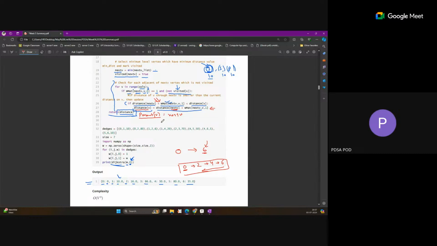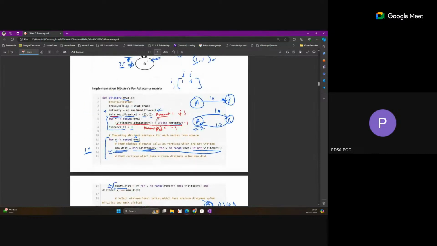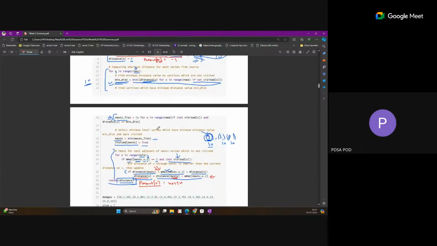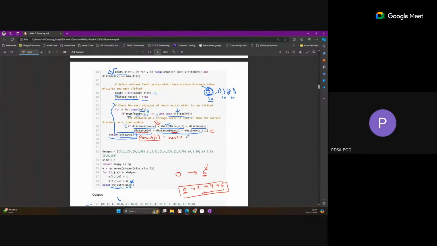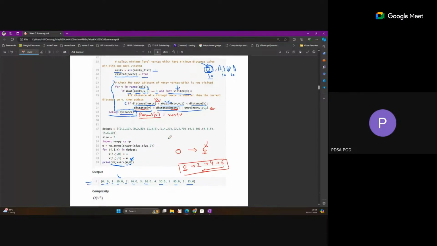Okay, so this small update is required. Just maintain one dictionary, initialize one dictionary, initially assign -1 for each parent, and update this value when you are updating the distance. If you're getting a smaller distance and you are updating the distance, at that time also update the parent. So this is the update required.